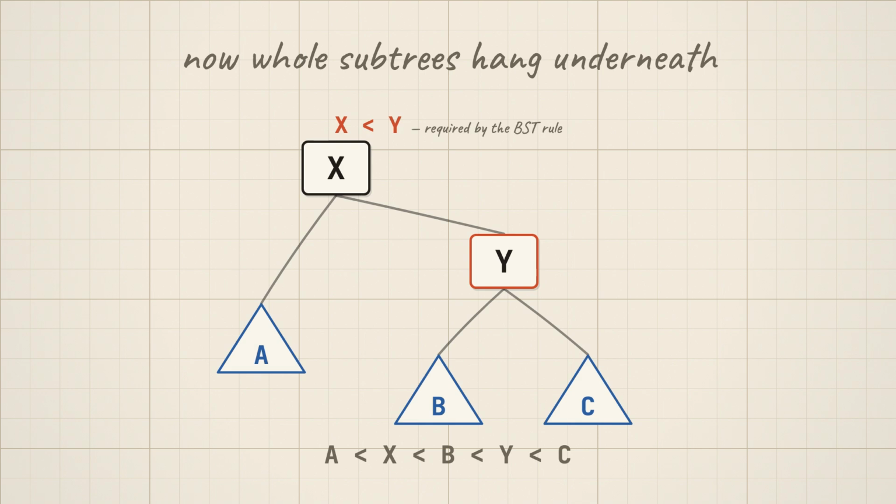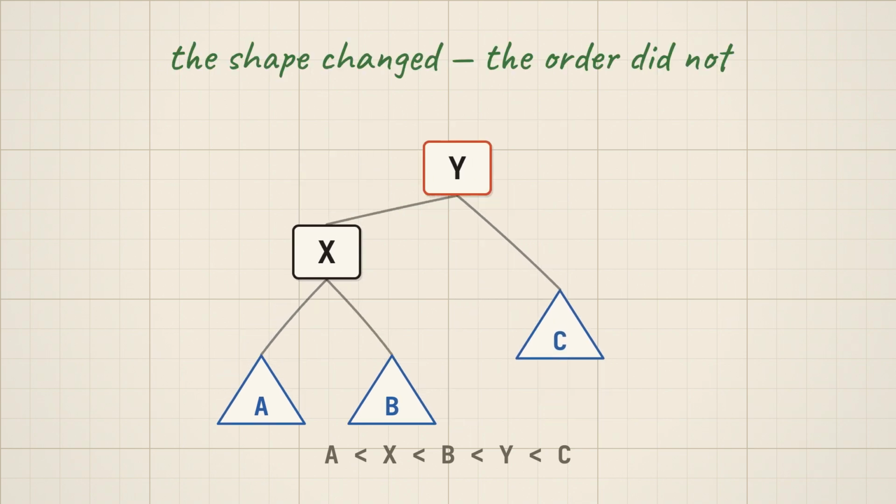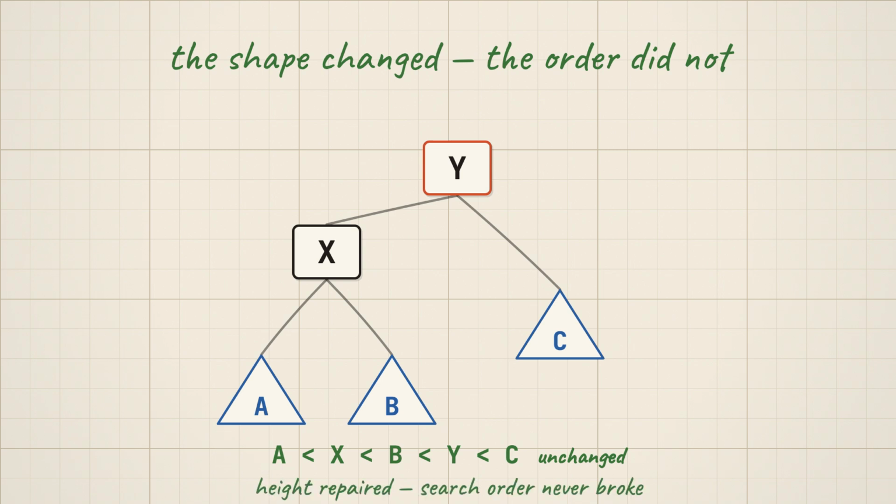Suppose x is smaller than y. Everything in A is smaller than x. Everything in B lies between x and y. Everything in C is larger than y. After the rotation, A is still smaller than x. B is still between x and y. C is still larger than y. The shape changed, but no key crossed to the wrong side of another key. That is why rotations can repair the height without breaking search.